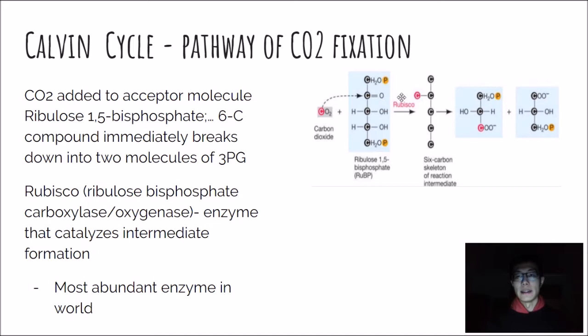So again, the first step of the Calvin cycle is you add carbon dioxide through a carboxylation reaction to ribulose 1,5-bisphosphate. Catalyzed by Rubisco, you form this 6-carbon intermediate that immediately breaks down into two 3-PG, or 3-phosphoglycerate, two 3-carbon molecules, and you see the phosphate group on there. What's really interesting about Rubisco is that supposedly it's the most abundant enzyme in the world. That's a trivial point.